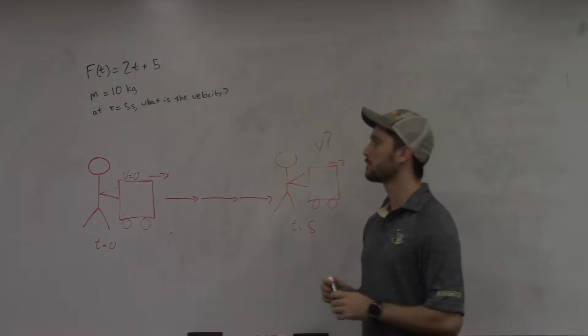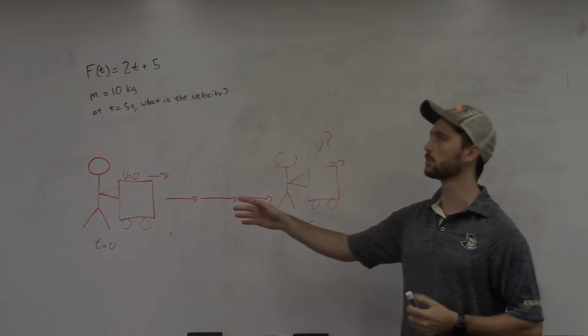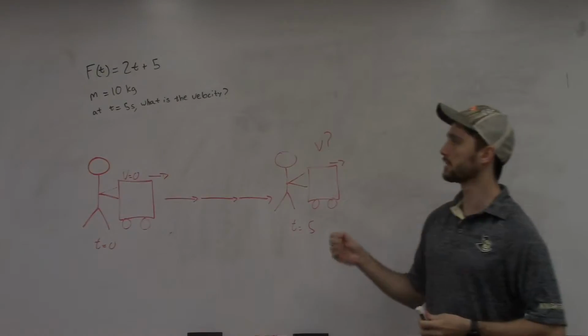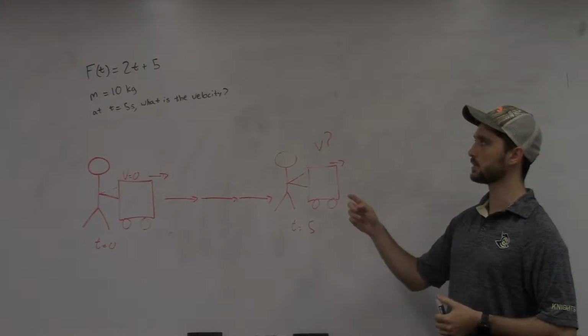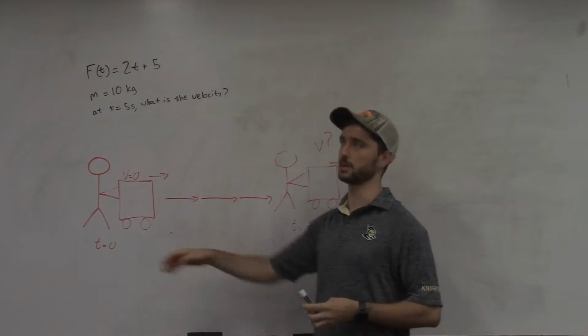Alright, so in this problem, we have a man pushing a block, and the force he's exerting on the block is varying with time. So the question is, if we're given the mass of the block and the force at 5 seconds, how fast is this thing moving if it was initially at rest?